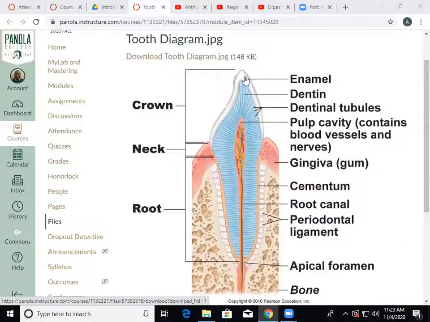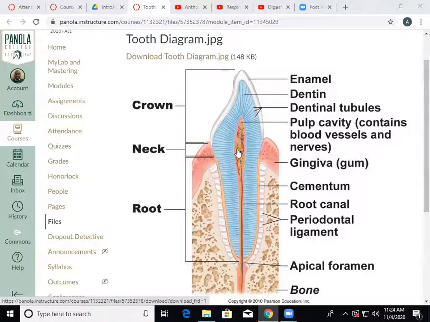In the crown, structures you need to know are the enamel. That's kind of what you see, the outer surface of your tooth. You have material called dentin underneath. You don't necessarily need to know the tubules; that's not one of the ones that you'll have to know. You do need to know this is called a pulp cavity. You've got blood vessels and nerves in here, so that's why you can feel it. You have pain in your teeth because you've got nerves there.